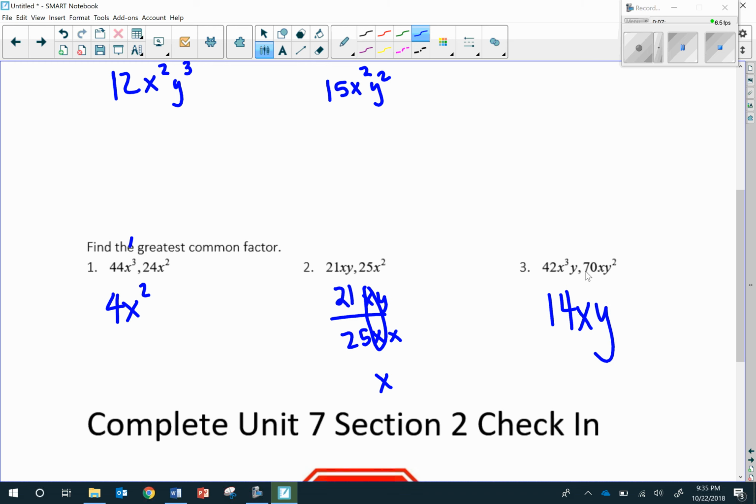All right, that wraps it up for Unit 7, Section 2. Again, if you have any questions, please ask your teacher. Also, if you are finding the least common multiple or greatest common factor with monomials to be challenging, I would suggest that you go back and look at Unit 6.